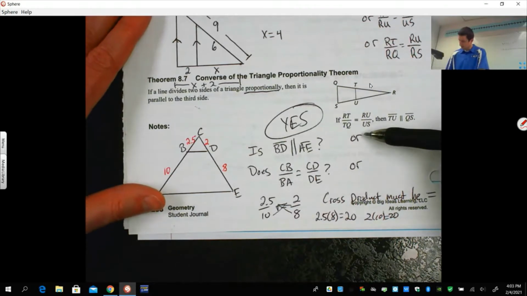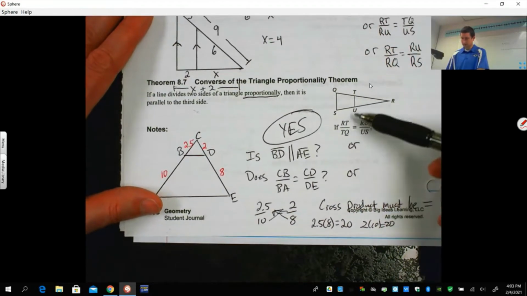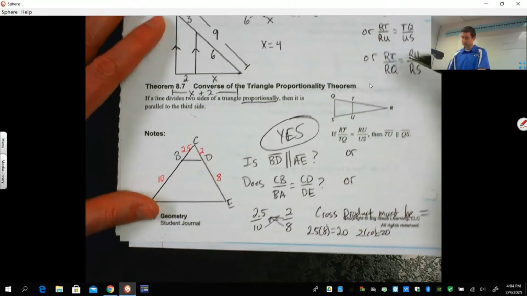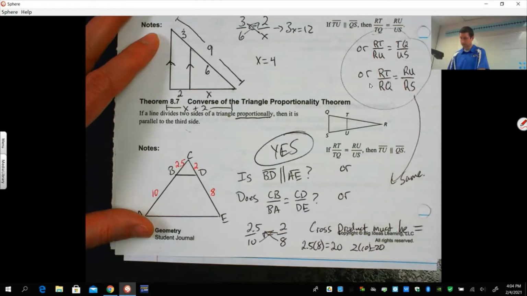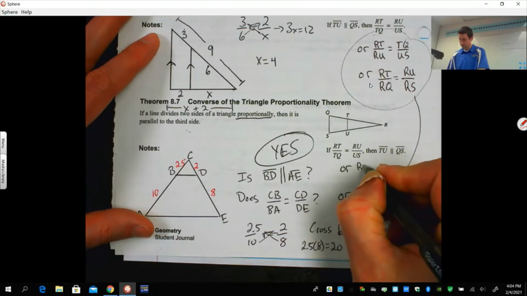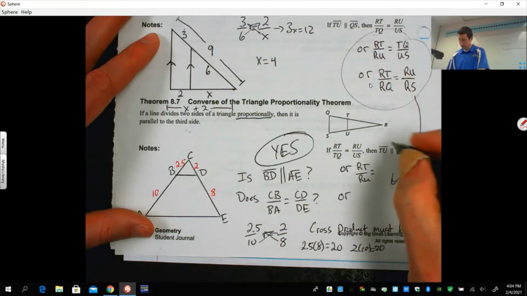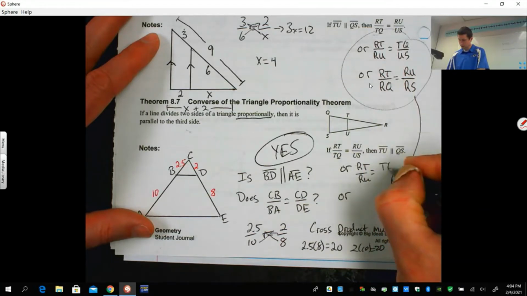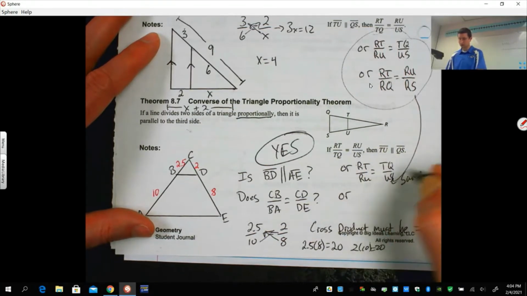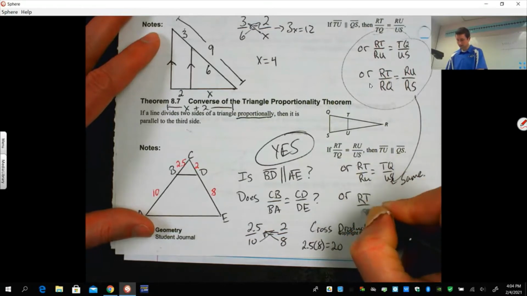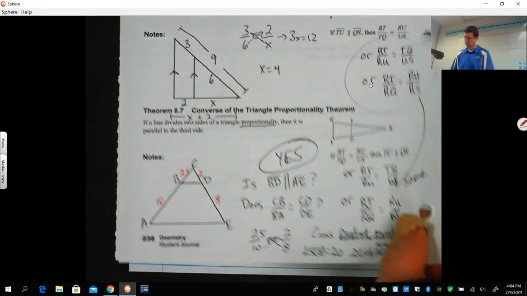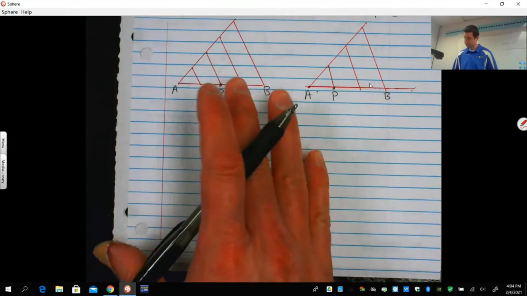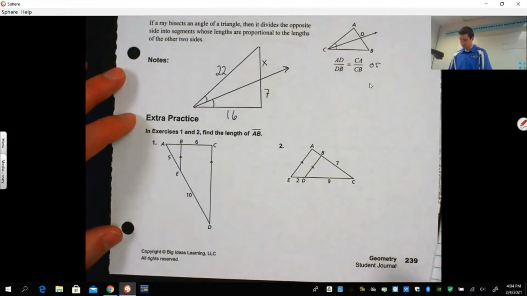Okay, these are the same ones that are going to be over here. They said RT over TQ. You can set up the same proportions down here. Okay, those are the same. It could be RT over RU equals TQ over US, or you can look at the total lengths: RT over RQ equals RU over RS. Okay? Triangle proportionality theorems. So, setting up proportions and solving them. We'll get back to that example here in a little bit.